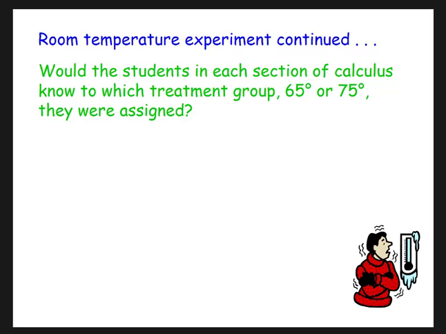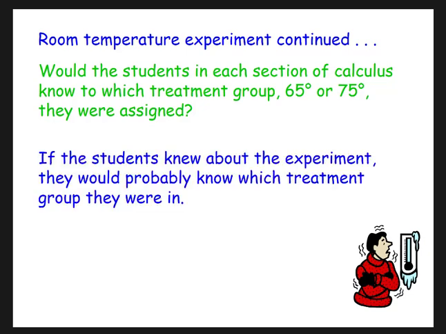Would the student in each section of calculus know which treatment group they were assigned? Now, there's a question. It's called a blind study. Do you know what treatment you're getting? If students believe they work better in cold temperatures than warm temperatures, and you tell them that they're going to be in the warm temperature, subconsciously they might perform poorly because they think they're going to perform poorly in that higher temperature.